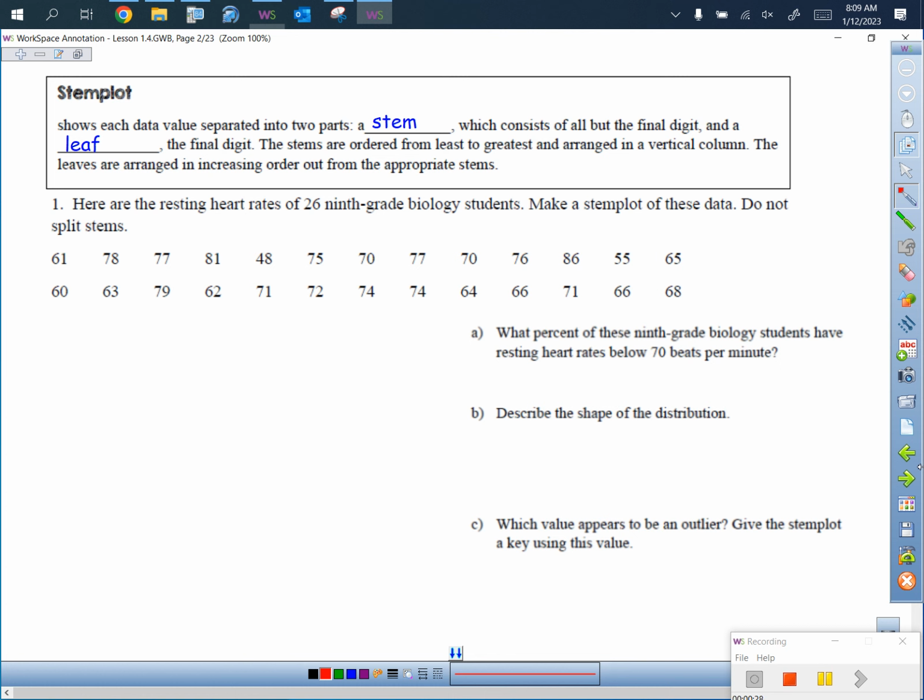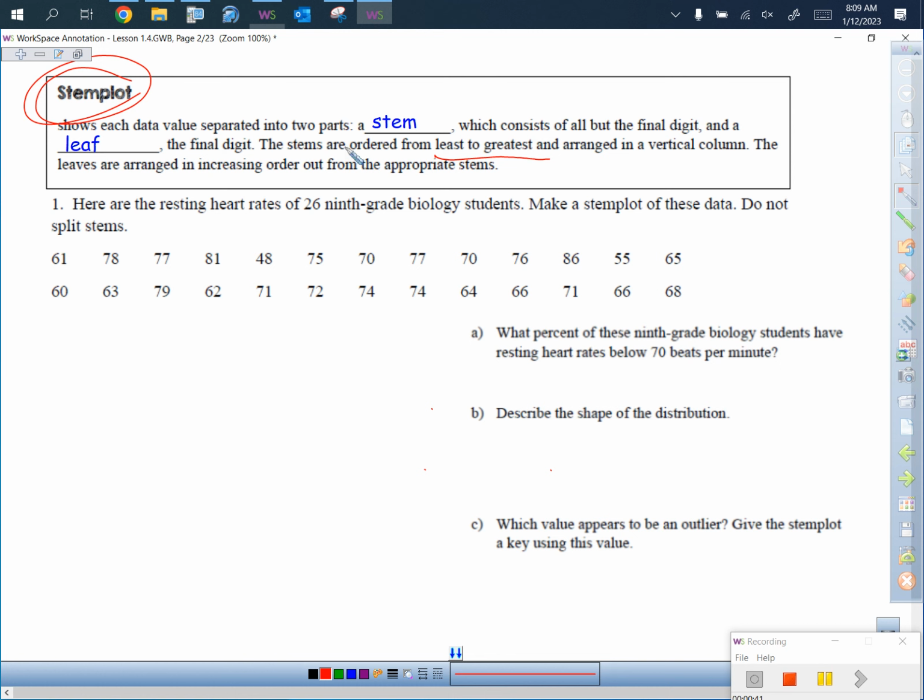The only thing about stem and leaf plots, which sometimes you'll hear me call that, sometimes I'll just call them a stem plot, is that when you make one, they have to be organized from least to greatest and arranged vertically. So that's what we want to do. Even though we're going to let the technology do most of our graph making, I'm going to make a few by hand because I think we'll understand it better.